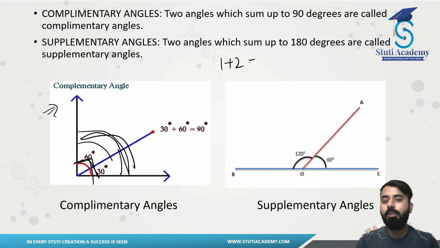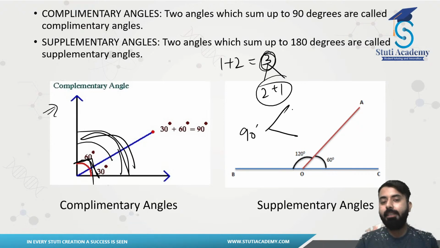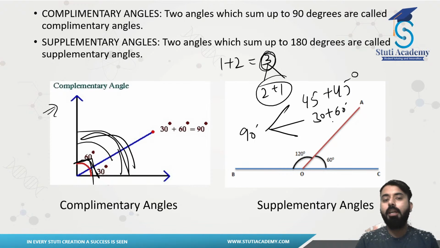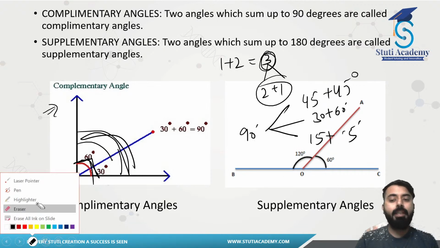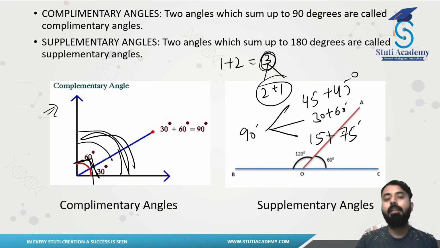If I add 1 and 2, I will be getting 3. I can write 3 like this, 2 plus 1 also. It does not matter, I can part it, but our whole will be the same. So if our whole is 90, I can write 90 in various ways. I can write it as 45 plus 45. I can write it as 30 plus 60. I can write it as 15 plus 75. I can expand them and write them in any way.